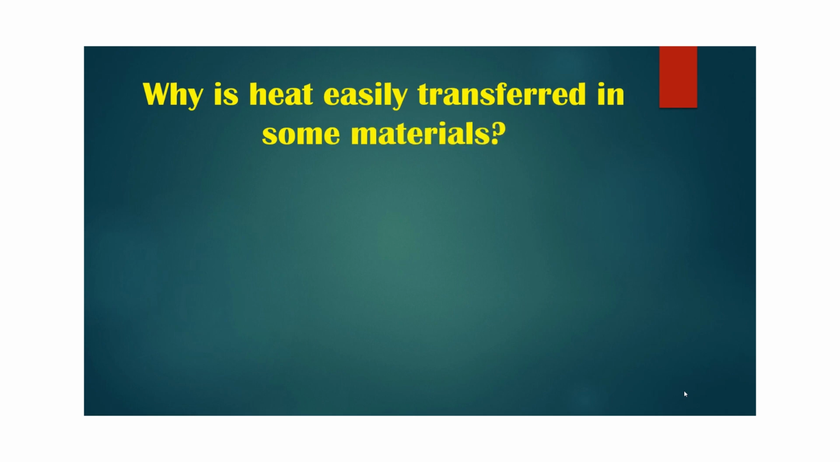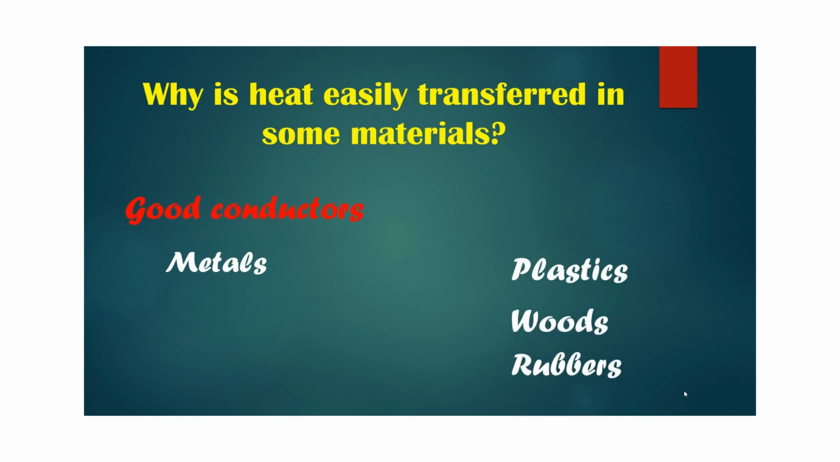Some materials are better conductors than others. Metals are good conductors, and that is the reason why metal objects get hot so easily. On the other hand, plastics, woods, rubbers, and other materials are poor conductors. Transfer of heat from one molecule to another takes a longer time. Similarly, solids, with their tightly packed molecules, are better conductors than liquids and gases, whose molecules are not touching as much as those in solids.